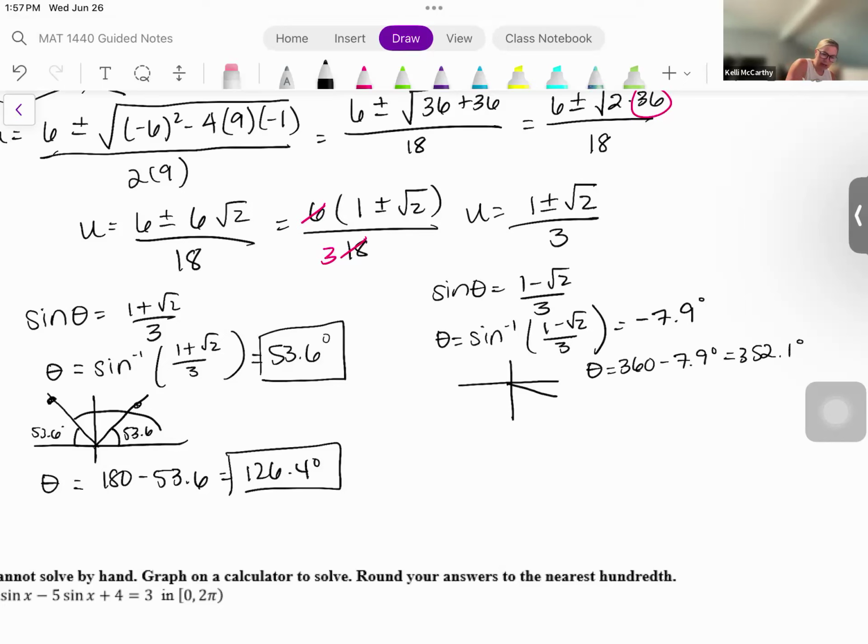352.1 degrees. And similarly, if we reflect that terminal side about the y-axis, we're going to have another point that has the same y value. And that reference angle is going to be 7.9 degrees. So to find our second measure of theta, we're going to take 180 and add 7.9. So 187.9 degrees. So we had 4 angle measures that were solutions to this equation.